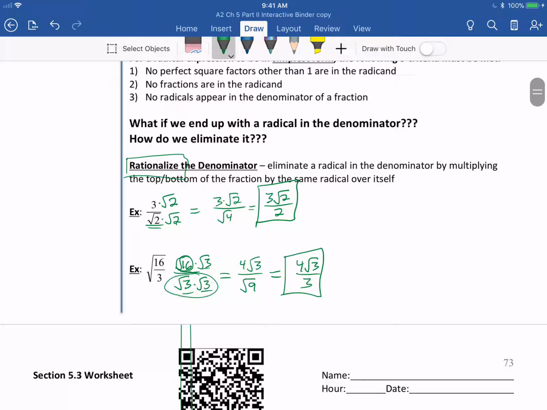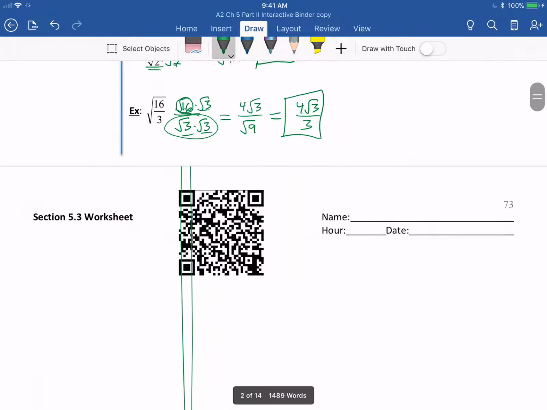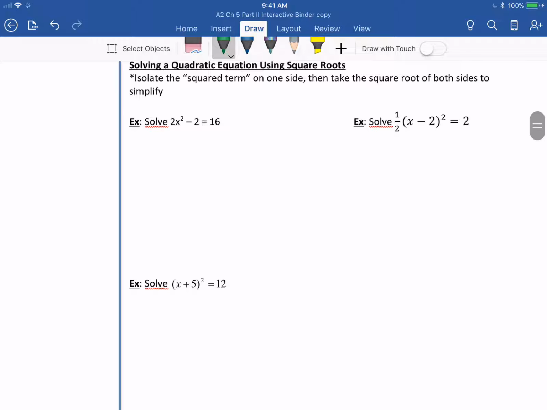Always multiply that bottom by the square root that's actually on the bottom, and then it turns into a nice square root. But whatever you do to the bottom, you have to do to the top. All right, perfect. Let's keep on rolling here.